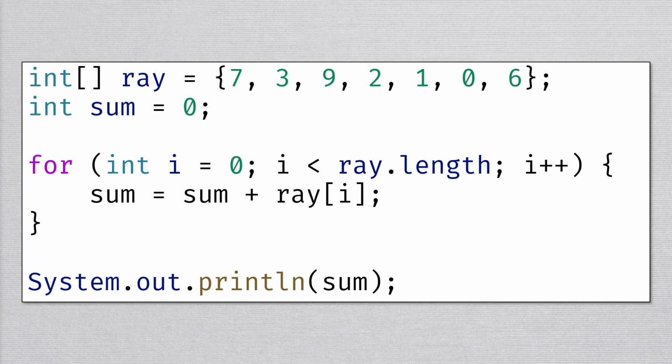Inside the loop, we add the value we're looking at to our running total, and this gives us a working solution. We can shorten it a bit by using the plus equal operator instead of sum equals sum plus array i. Does the same thing, just less to type.